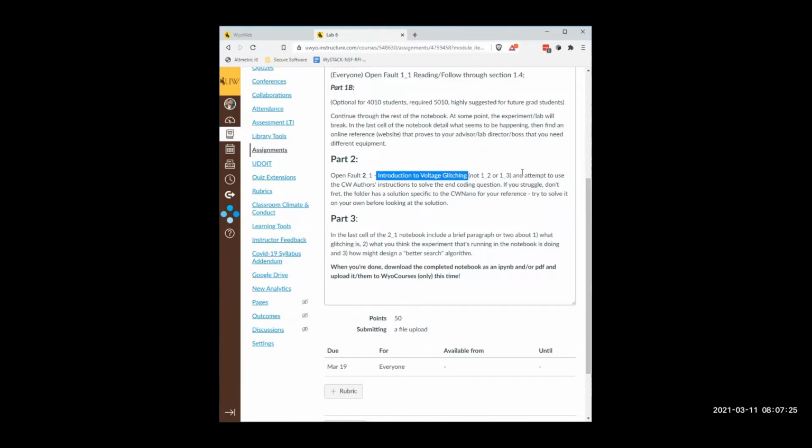And then what I want you to do, and maybe you'll appreciate now why I've done some of my labs the way I have, or maybe not, maybe you like this style better, everybody's different, is attempt to use the instructions given within the notebook to solve it. There's one coding question, I believe, in 2_1. There's only one thing for you to fill in. I want to see if you can do it. Now, don't fret. The folder also has a solution specific to a chipwhisperer Nano for your reference.